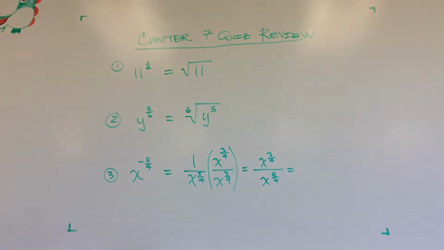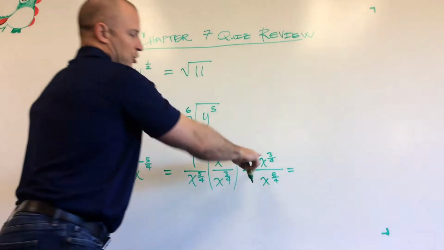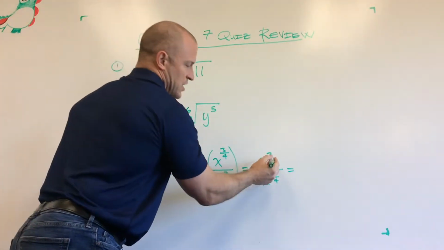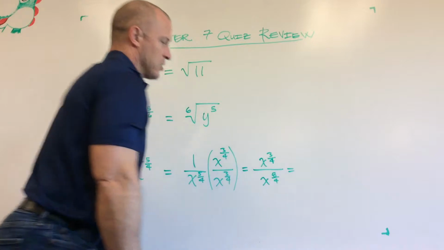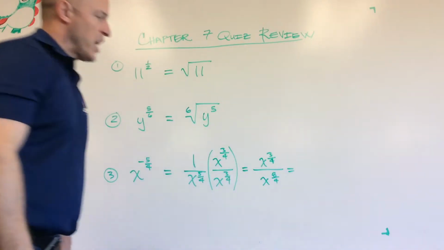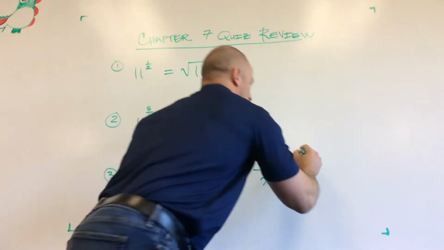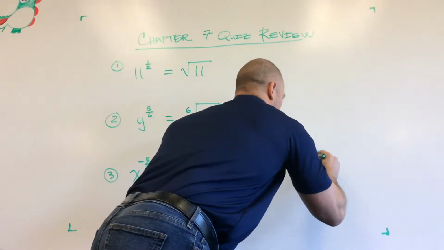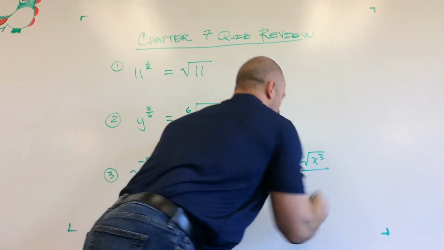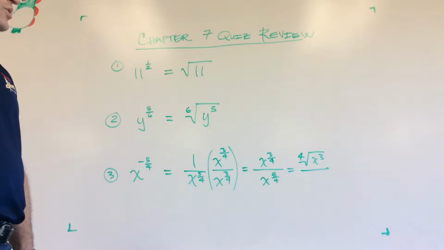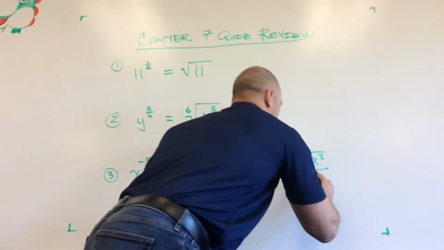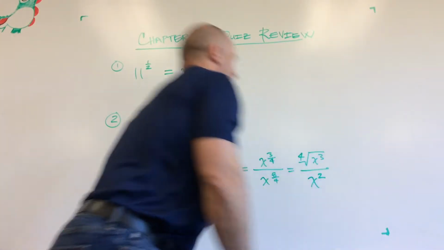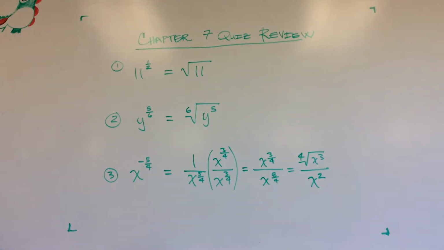Our last step will be to simplify. X to the 3/4, the 4 is the index of the radical. The 3 on the top of the fraction will be the power of x. On the bottom, x to the 8/4 is just x squared. And we're complete with a final answer right there.